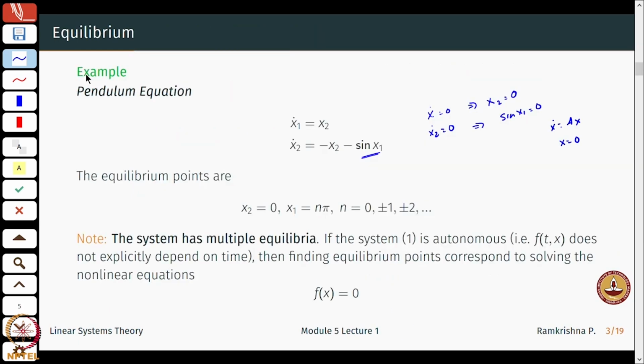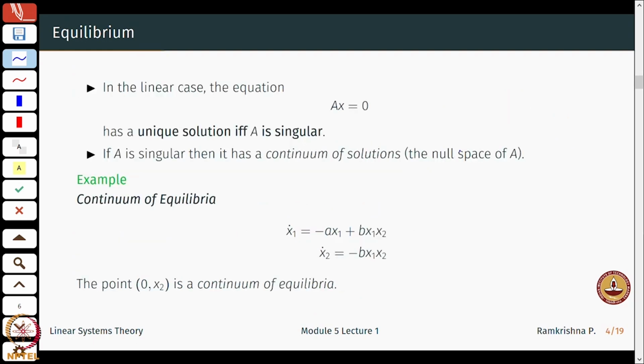Okay, so in general, if we started off with a system f of x, t, but if the system is autonomous, which means that the system does not explicitly depend on time, then finding equilibrium corresponds to solving just the nonlinear equation f of x equal to 0. Same in the case of a pendulum, right. So this was an autonomous system, and I was just solving for f of x being equal to 0.